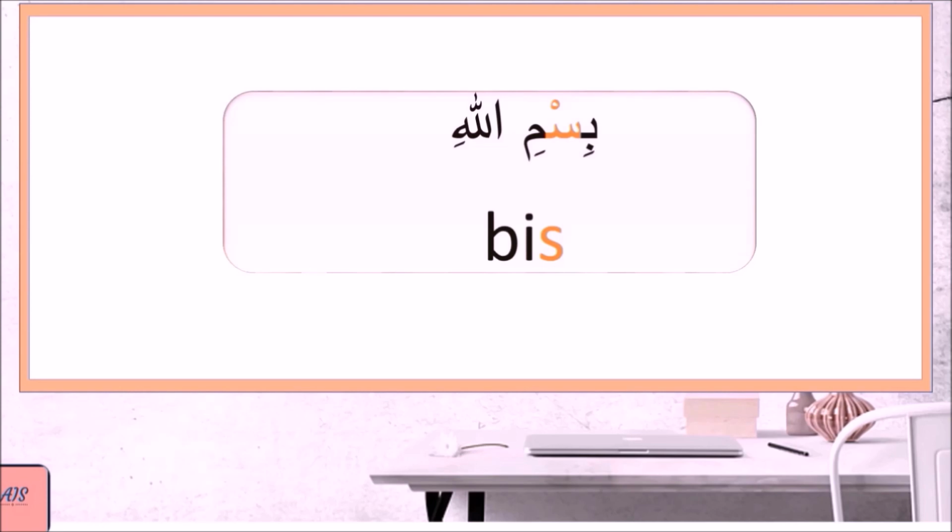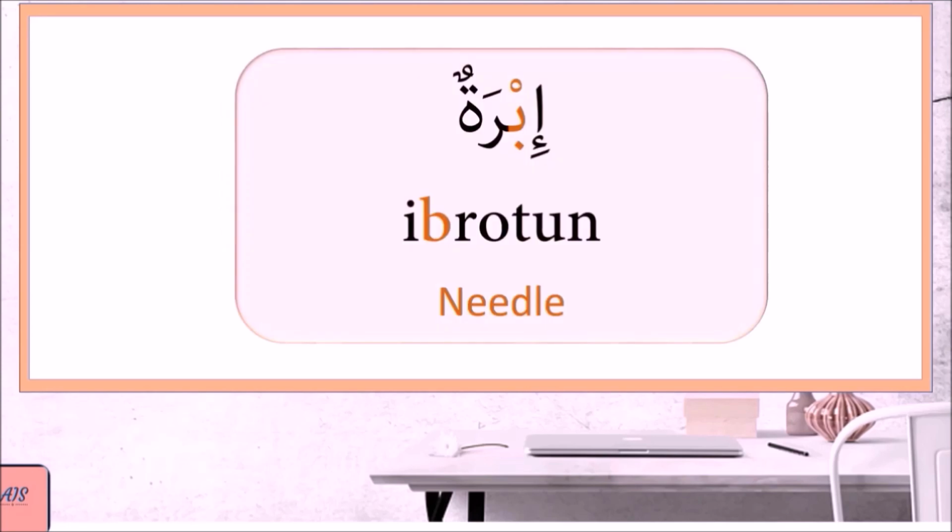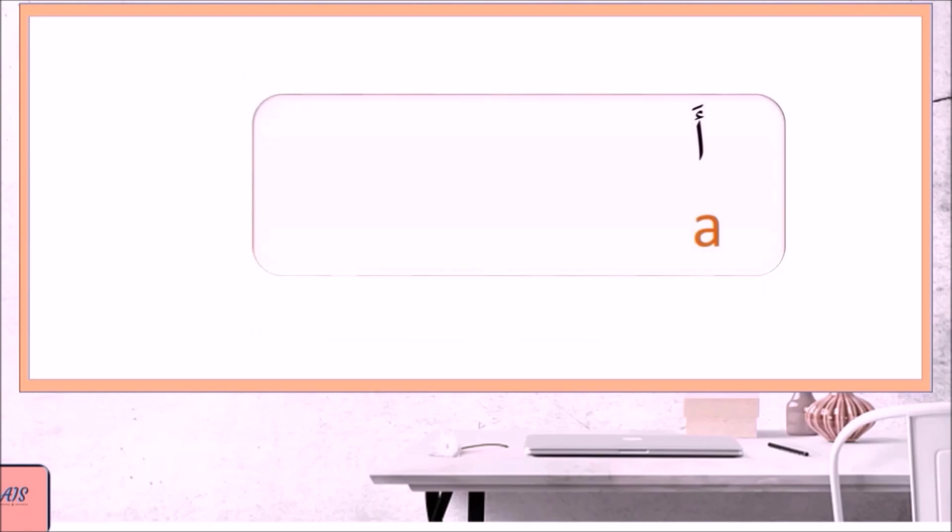Then in another example, the letter B of Haruful Ba carrying a sukun is preceded by the Hamza with Kesra in Ibratun, needle. Note that when the Hamza takes any of the short vowels, it is pronounced like the vowel without any consonant sound. And for this reason, the letter Hamza is described as a half letter.